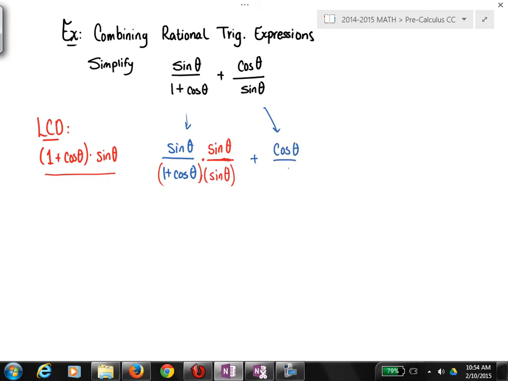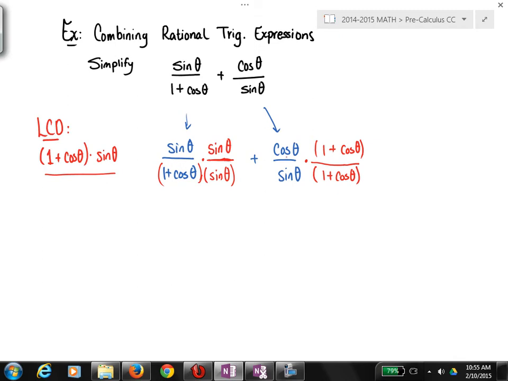Right now I'm going to take the same thing, do it to this problem. Cosine of theta over sine of theta. What is this missing? Well, the 1 plus cosine. So I have to put 1 plus cosine of theta, so that again, when I multiply sine times this, it gives me that denominator. And whatever I do to the denominator, I have to do to the numerator, so that it doesn't change my problem.